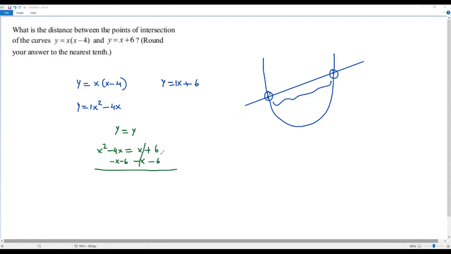So positive x and negative x will cancel out. Positive 6 and negative 6 will cancel out. I am getting x squared. When I combine negative 4x and negative 1x, I am getting negative 5x, minus 6 equals 0.